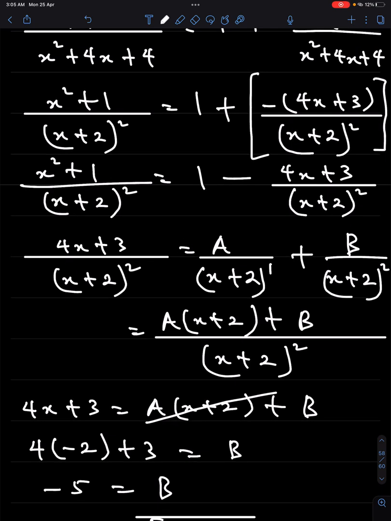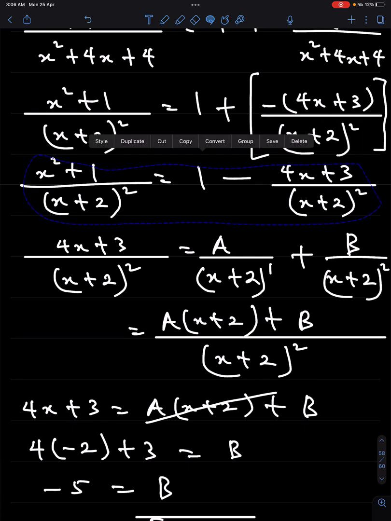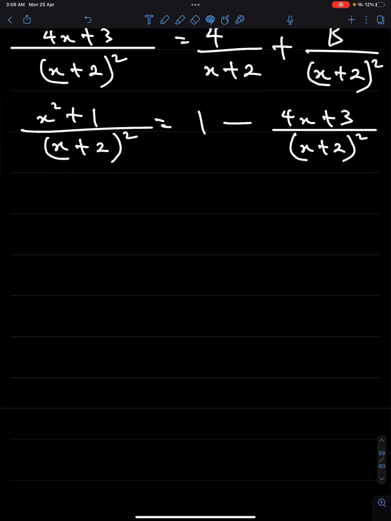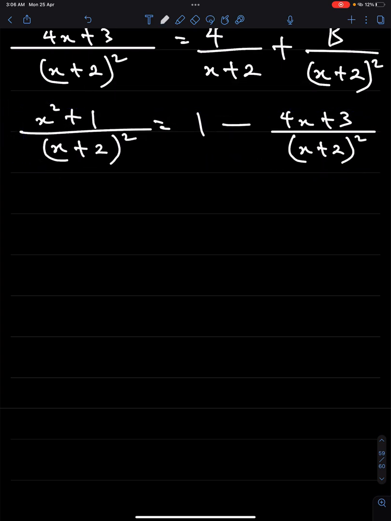So what do I do now? That simply means the whole of this is the original equation. The whole of this was what we got when we reduced the fraction to a proper fraction. And now we have resolved this one alone into partial fractions. So we just replace it with its partial fractions.